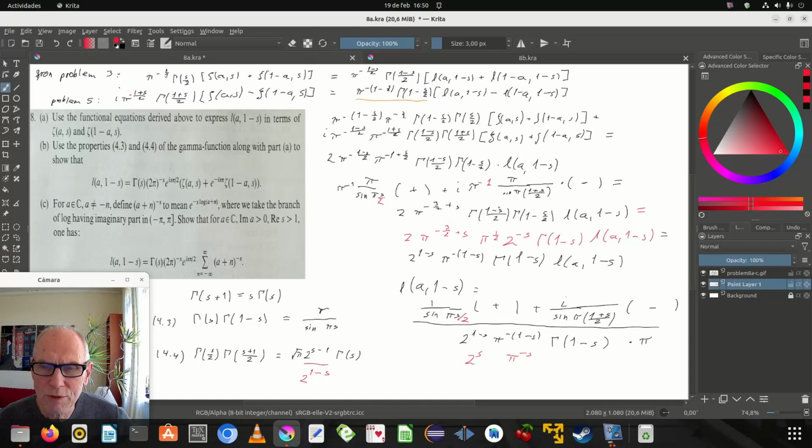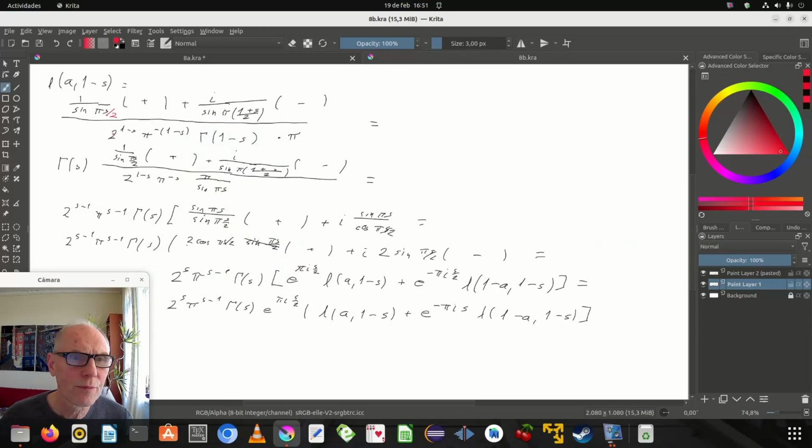To get S halved, we substitute S with 1 minus S. Yes, that's what it says in here as well. So 1 minus S, and then it's minus 1 plus S. Should give 2 to S, and then pi to plus S as well. There we go. Then this, of course, is the zeta function.